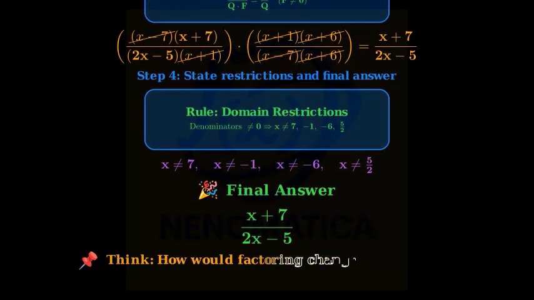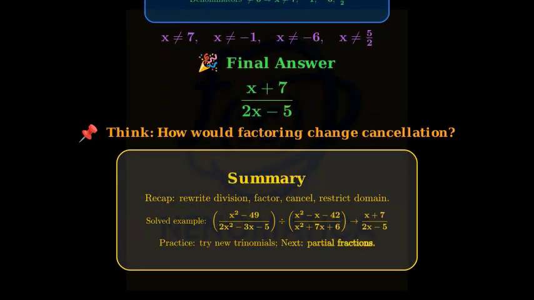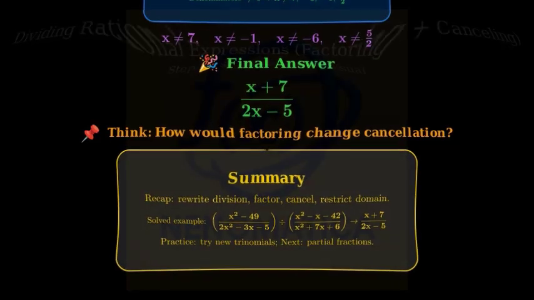Quick challenge. If the second denominator were x squared plus 6x plus 5 instead, how would the cancellation change? Take a moment to think before you answer. Summary. We reviewed: rewrite division as multiplication, factor everything, cancel common factors, and state restrictions. We solved one complete example and previewed how small changes affect cancellation. Keep practicing with different trinomials and next learn partial fractions or complex rational expressions.